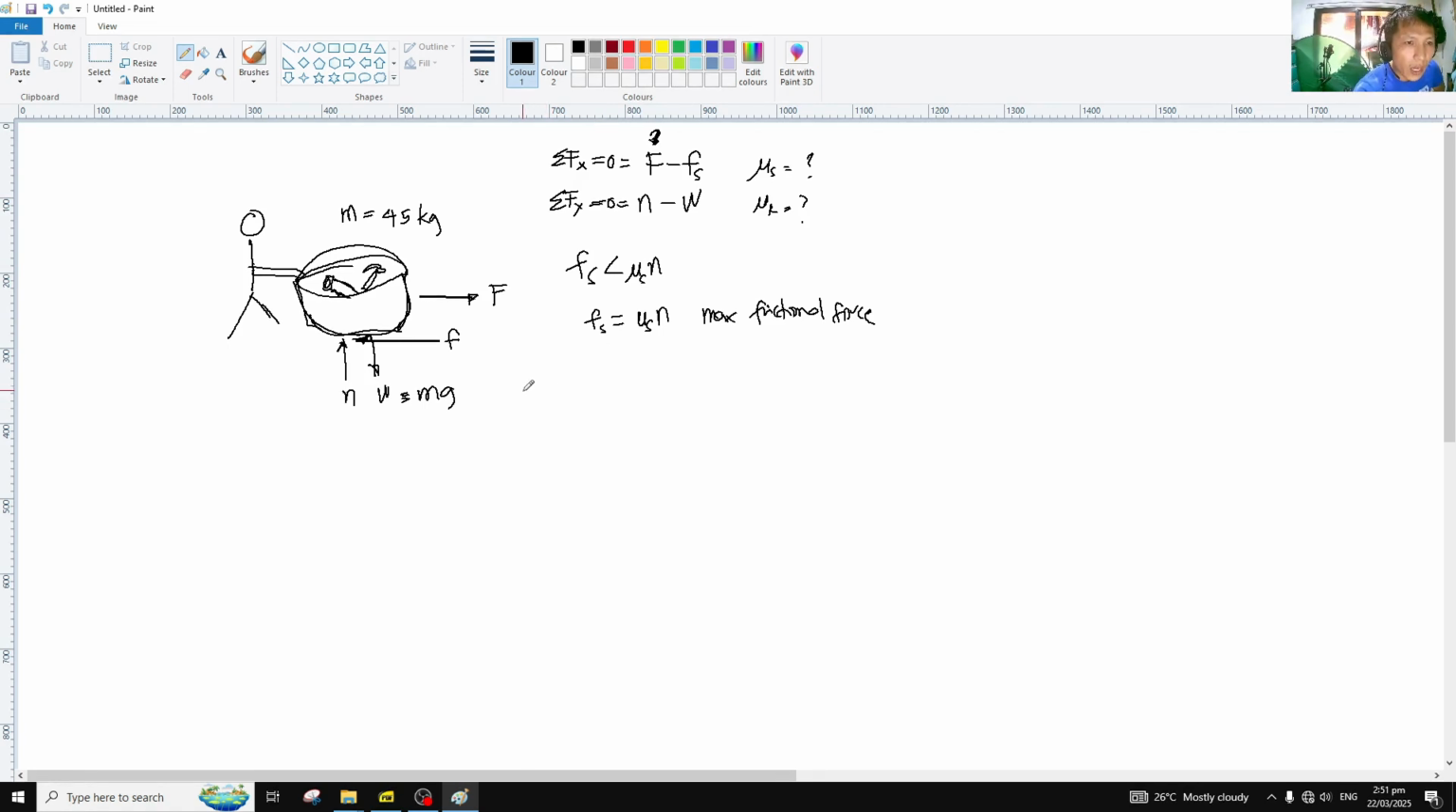Therefore, from the summation of forces on x equal to 0, you would have F minus F_s. F is equal to F_s, which is equal to μ_s N, where N is related by the summation of forces on y. Your W is equal to your normal force because there are only two forces in the y direction.